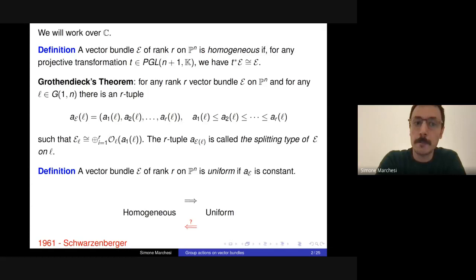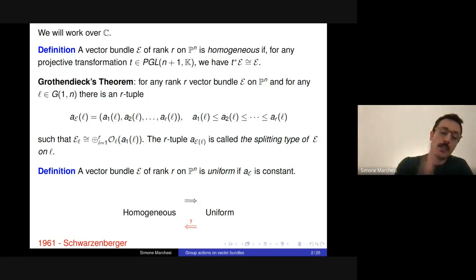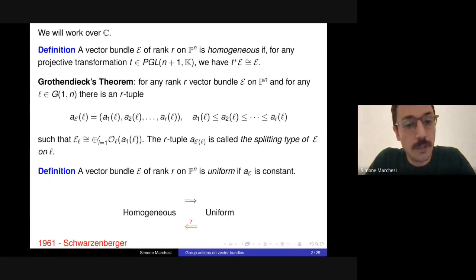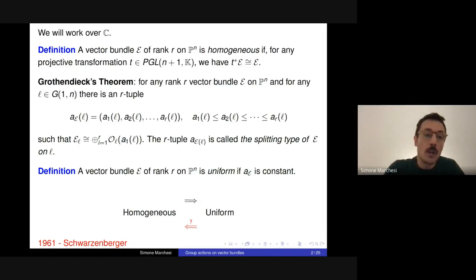The fact of being invariant by this group actually leads to a very nice geometric description of the locus of its jumping lines. Let's recall the definitions a little. We know by Grothendieck's theorem that if we have a rank R vector bundle on the projective space, then if we fix a line of the projective space, the restriction of the vector bundle to the line splits as a direct sum of line bundles. The integers that we find in the splitting are called the splitting type of the bundle on the line. We also know that for an open set in the Grassmannian, so for an open set of lines, the splitting type is constant, and it is called the generic splitting type.